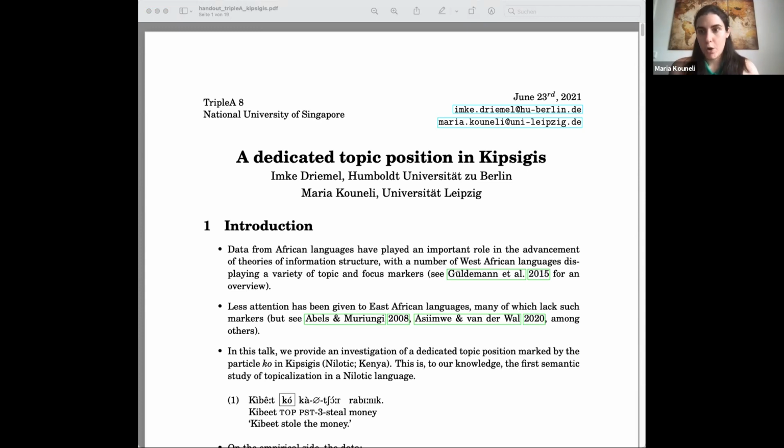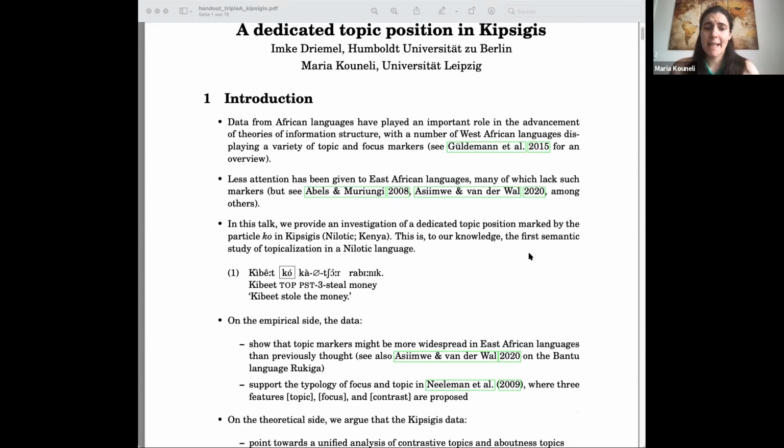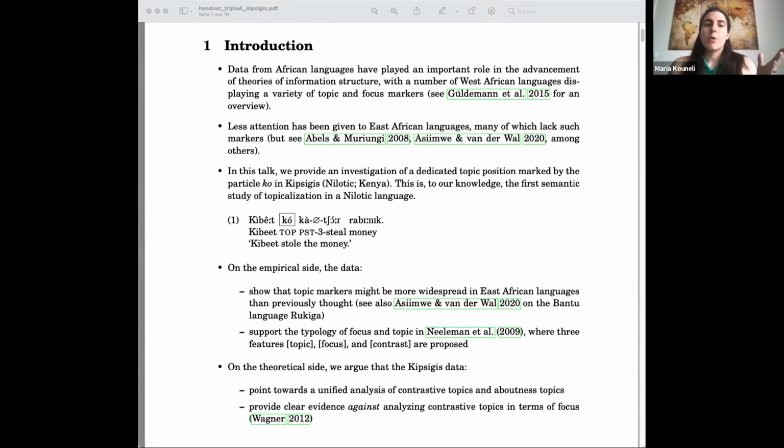In this talk, however, we're going to provide an investigation of a dedicated topic position marked by the particle ko in Kipsigis, a Nilotic language spoken in Kenya. And you see an example of this in (1). So here we see Kibet stole the money, and Kibet here is a topic that is at the left edge of the clause, and you see that it's followed by this ko marker that we have put in a box, and we're going to argue is a topic marker.